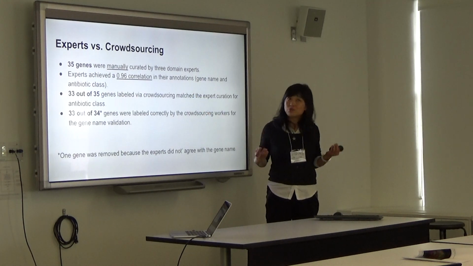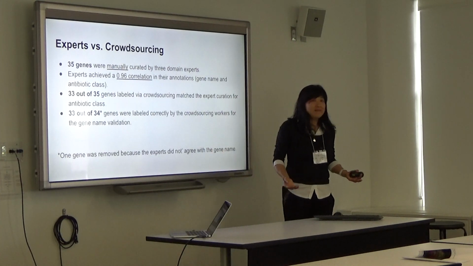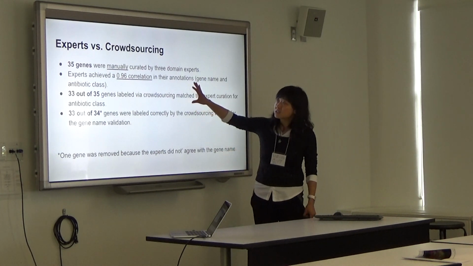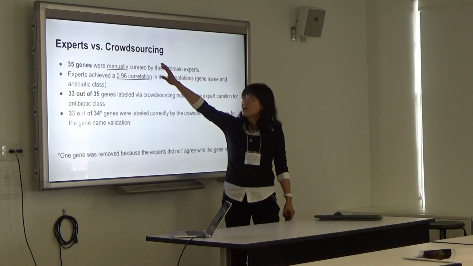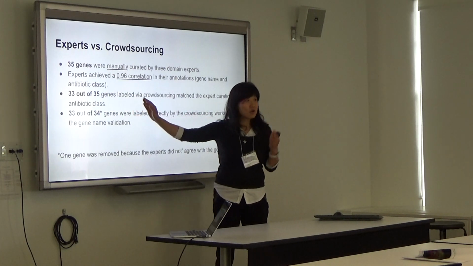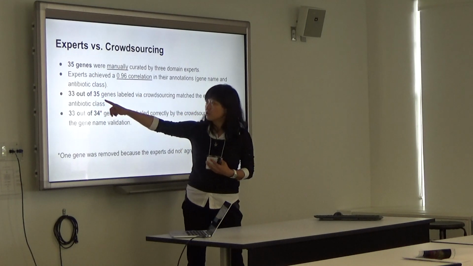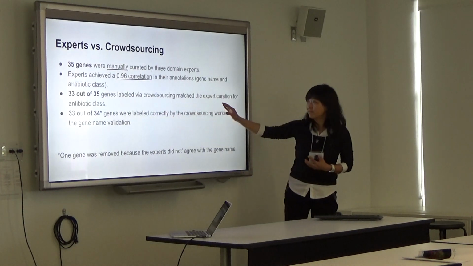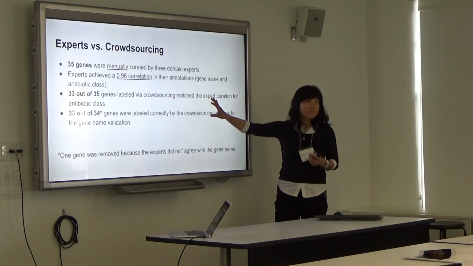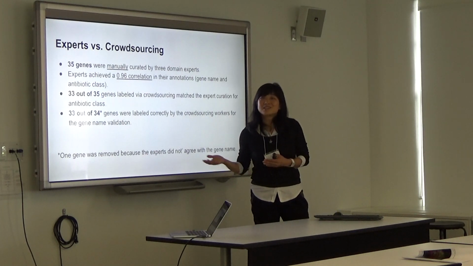We want to compare, right? You want to know, is the general public as good as experts? If they don't have any knowledge about AMR, how can they annotate ARGs or AMRs? So we did some experiments comparing experts versus the crowd's performance. We have 3 experts with domain knowledge on ARGs or AMRs, and then the general crowd. 33 of the 35 genes labeled via crowdsourcing match the expert curation. So these numbers, and I have other results, show that the crowd is as intelligent as the expert.